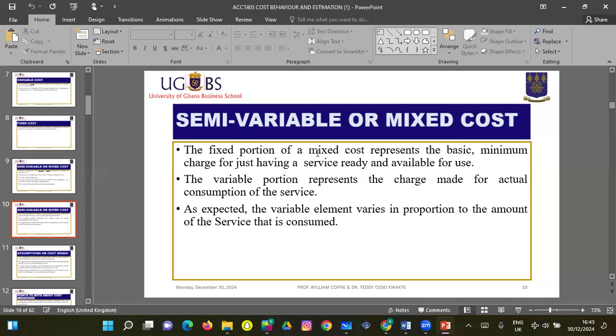All right. So the variable portion represents a charge made for actual consumption of the service. For the normal one, whether you use light or you don't use light, you pay. But once you are also using light, you have to buy light. So that will become the variable part. The more you use the light, the more electricity you buy. That's it. So as expected, the variable element varies in proportion to the amount of the service that is consumed.